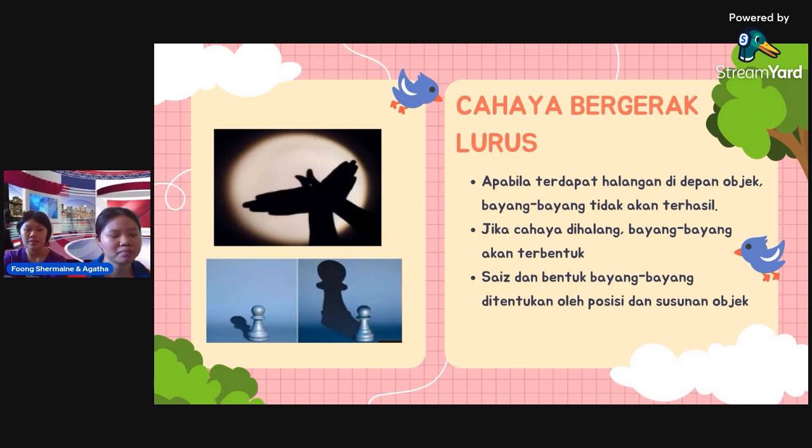Shadows form when there is an object in front that blocks the light path. The object is whatever you put in the middle of the light path, and the shadow will form behind it. The size and the shape of the shadow will be determined by the position and the arrangement of the object.